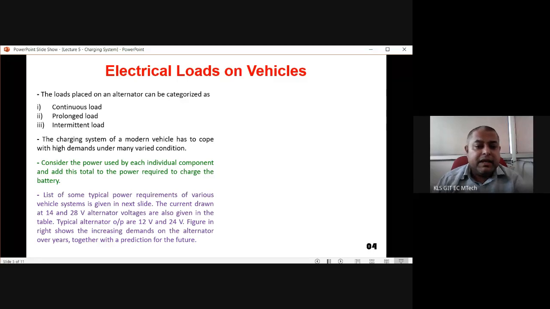I'll be showing you the current drawn at 14 and 28 volts from the alternator. These are two types of alternators. Some give 14 volt output, some give 28 volt output, and we are supposed to charge the vehicle at 12 volt or 24 volt. Actually, there are two batteries inside the vehicle which are connected in series. Yesterday we saw that in Bosch, there are 2 volt cells and 6 such cells are connected in series to get a 12 volt battery. And 2 such 12 volt batteries are again connected in series to produce a 24 volt battery.